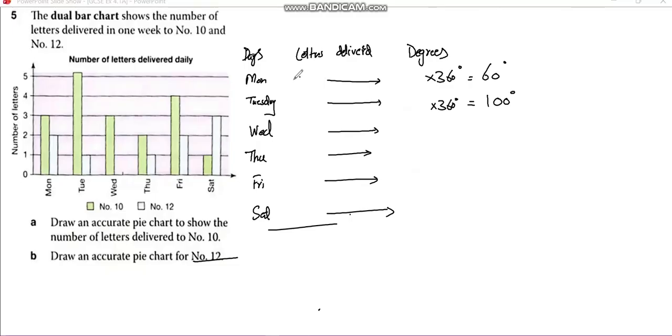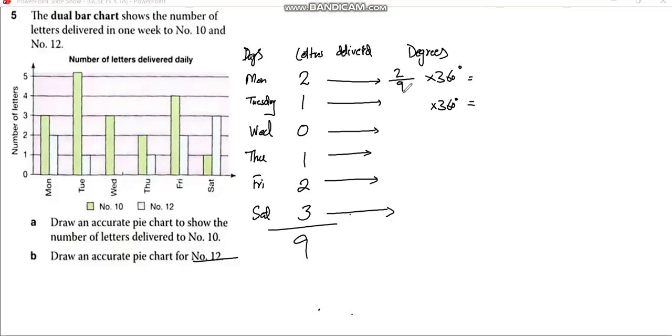If we look at number 12, on Monday, 2 letters were delivered. On Tuesday, only 1 letter was delivered. On Wednesday, 0 letters were delivered. On Thursday, 1 letter was delivered. On Friday, 2 letters were delivered. And on Saturday, 3 letters were delivered. So in total, 9 letters were delivered. Let's convert this information to degrees.